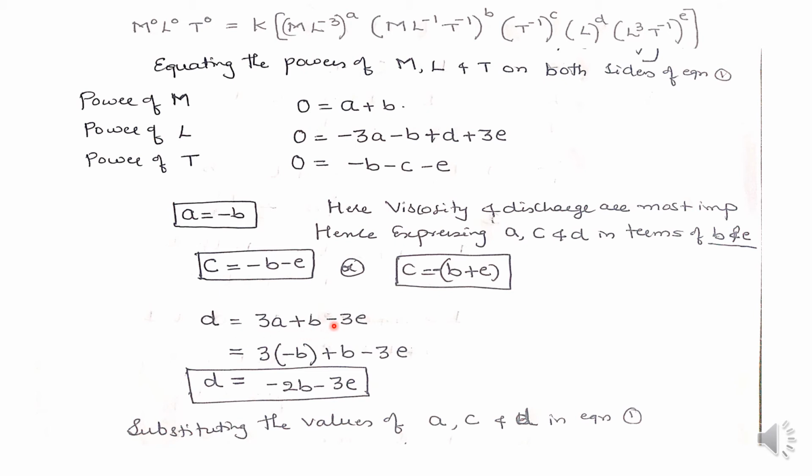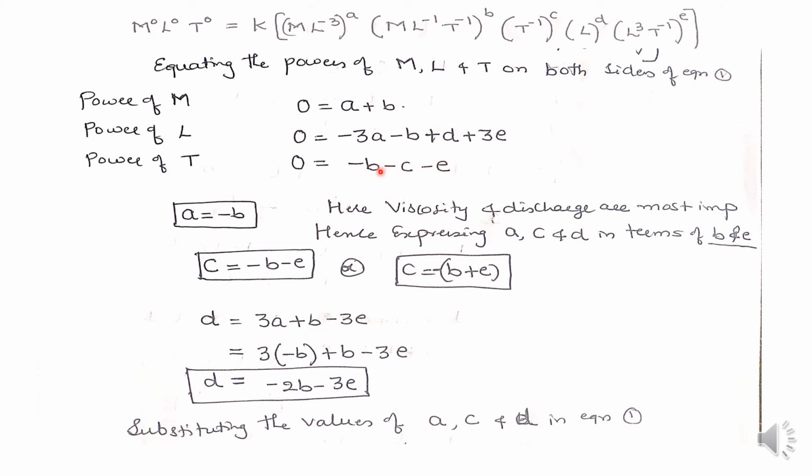Next, coming to this equation, let me express C in terms of B and E both. From this equation, C is equal to minus B minus E, since I have taken C to this side. Or I can write C is equal to minus (B plus E), taking the minus outside.